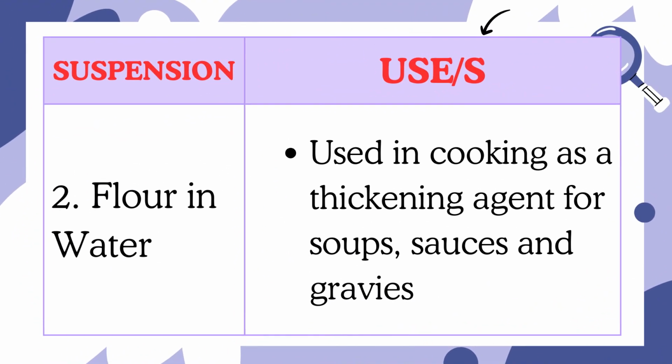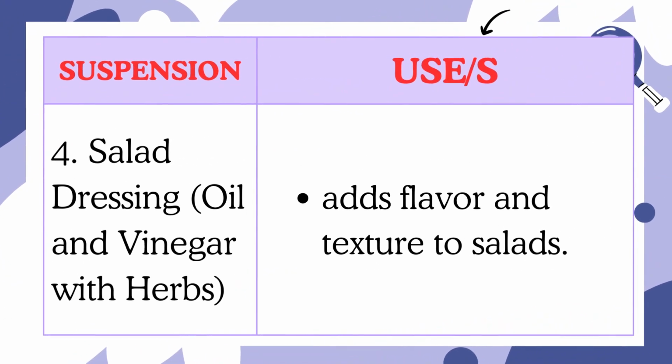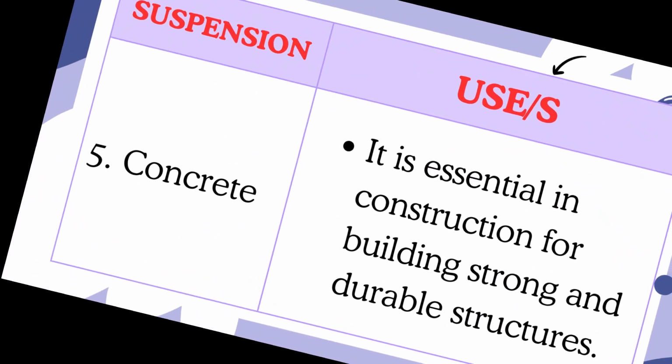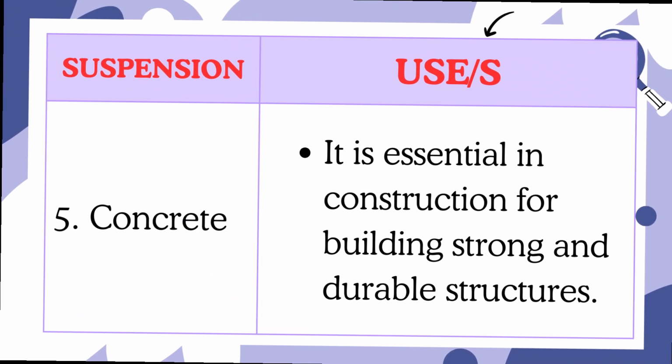2. Flour in water. Used in cooking as a thickening agent for soups, sauces, and gravies. 3. Calamine lotion. Used to soothe skin irritation, such as from insect bites or sunburn. 4. Salad dressing: oil and vinegar with herbs. Adds flavor and texture to salads. 5. Concrete. It is essential in construction for building strong and durable structures.